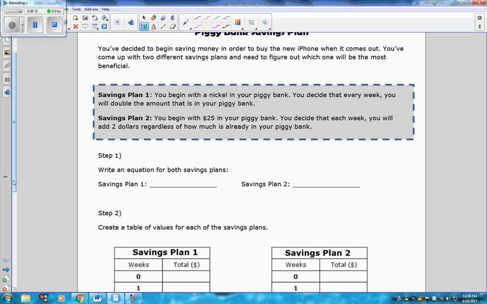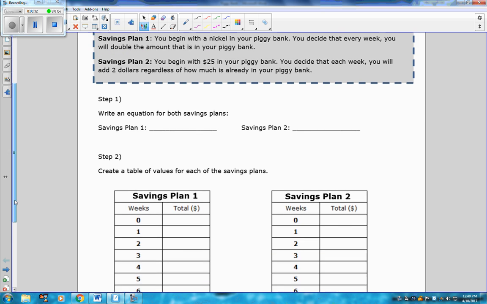Plan one, you begin with a nickel in your piggy bank, and you decide that every week you will double that amount that's in your piggy bank. Savings plan two, you begin with $25 in your piggy bank, and you decide that each week you will add $2 regardless of how much is already in your piggy bank. I suggest that you go to the table first and fill out the table and see if that helps you to write an equation.